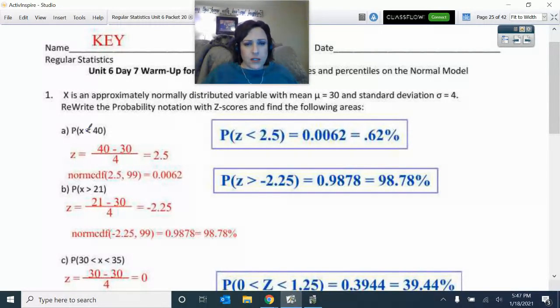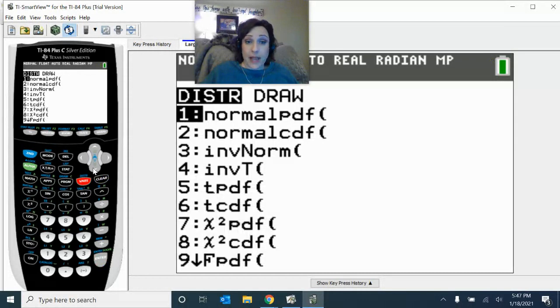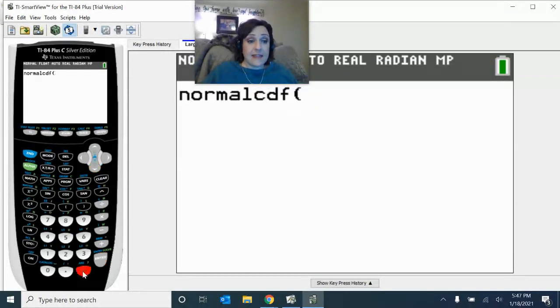Oh, look, I think that I went the wrong way for this. I can tell already, because it asks for less than, and I went from 2.5 up to 99. That's not less than. So I did mine wrong. And so I need to recompute and go from negative 99. So my lower bound is going to be negative 99, and then my upper bound is going to be that 2.5. And then we'll get our area from that.